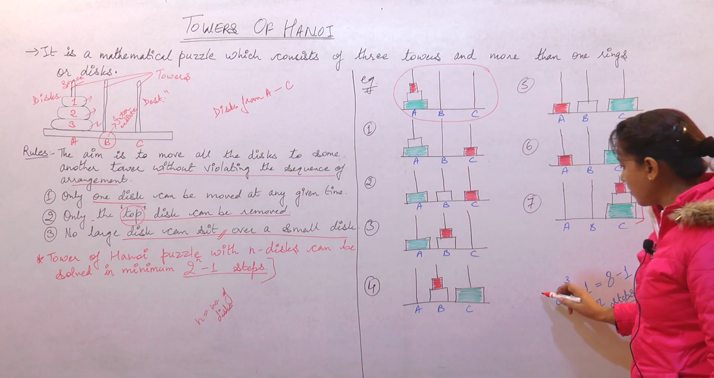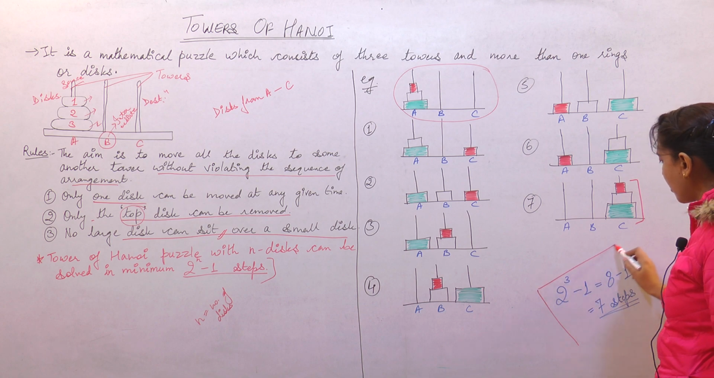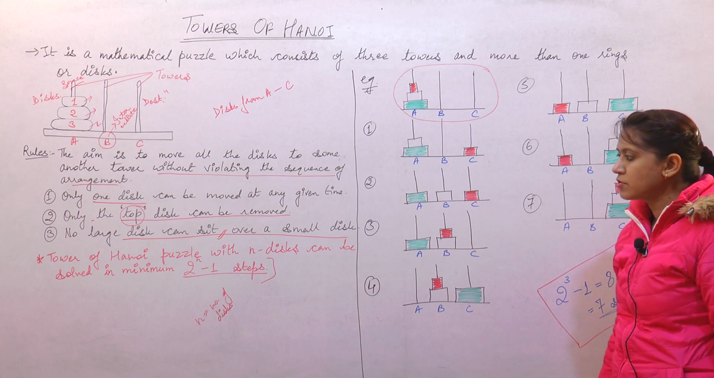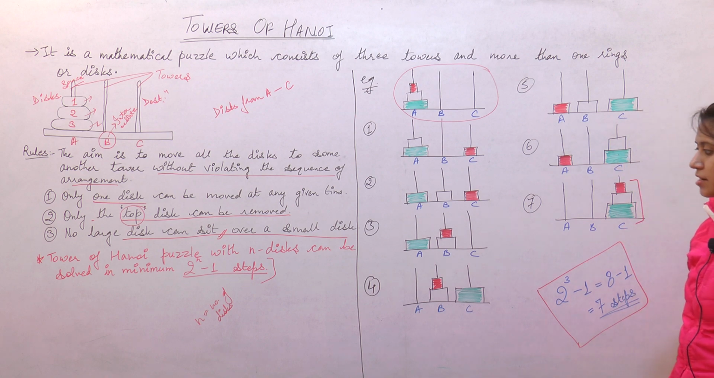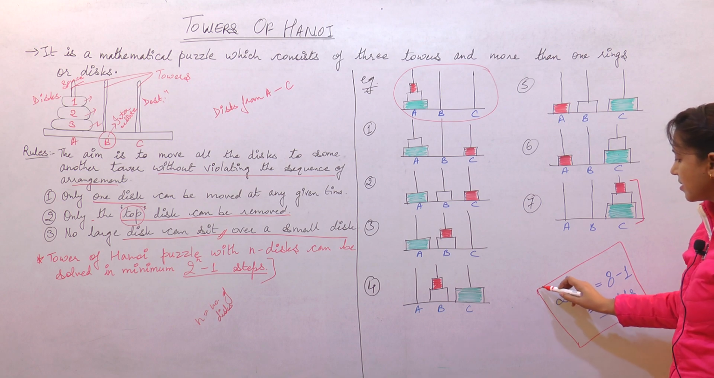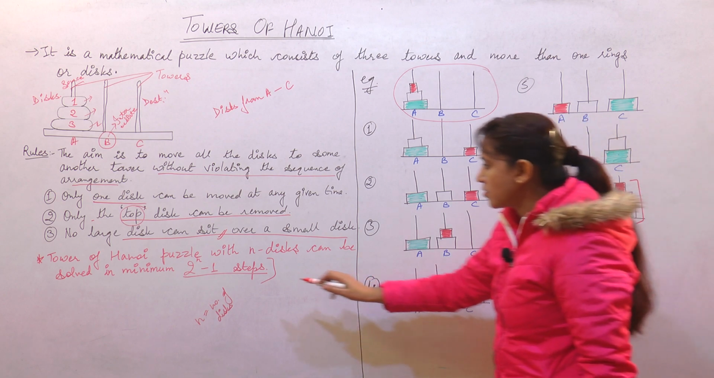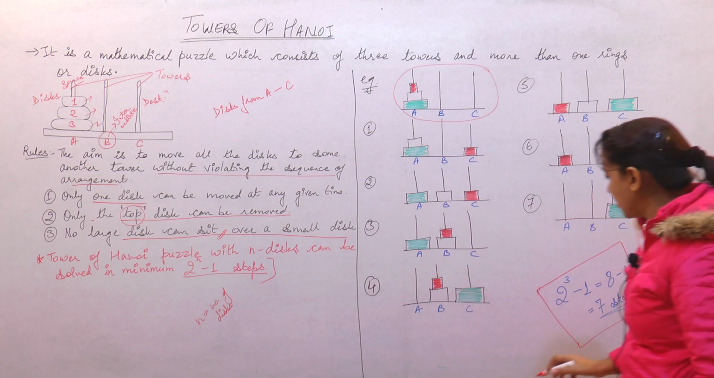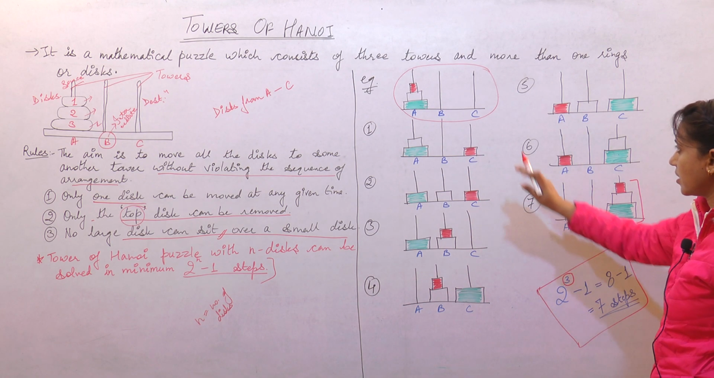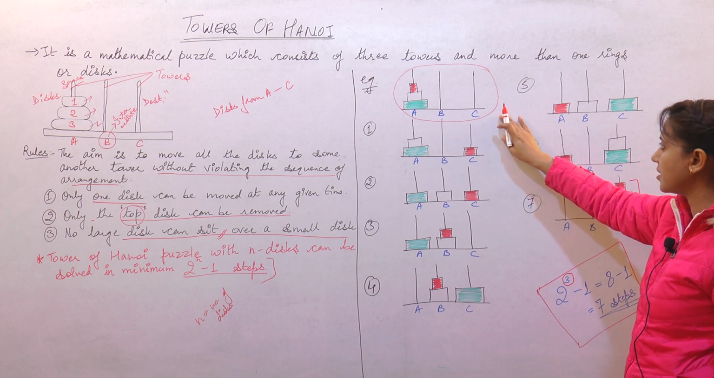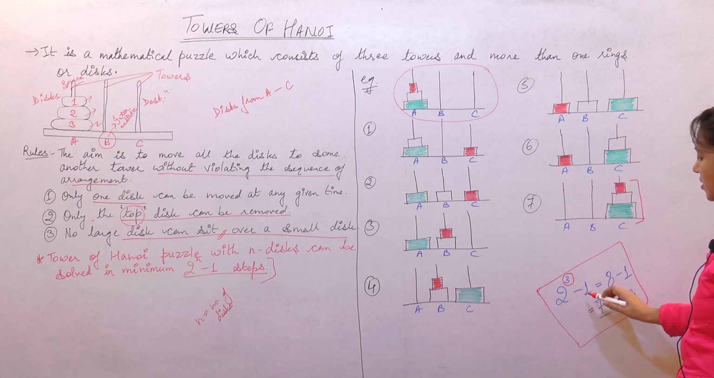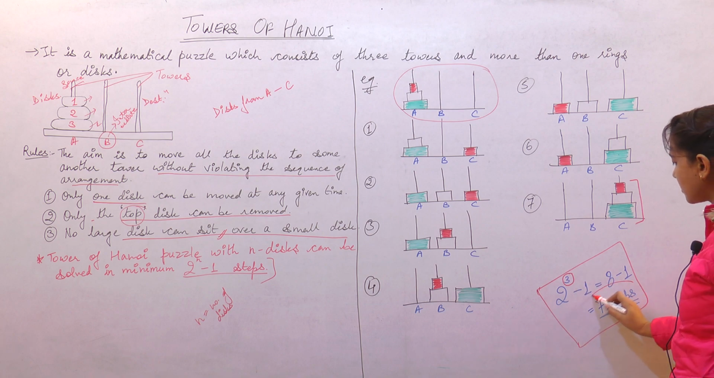Now if we want to calculate the number of minimum steps to solve a Tower of Hanoi puzzle with n discs, we can easily implement the formula 2 raised to power n minus 1. Here n means the number of discs. So here in this example we are having 3 discs, so the value of n will be 3. 2 raised to power 3 minus 1 will give us 7 steps.